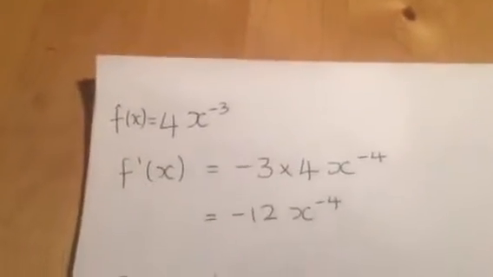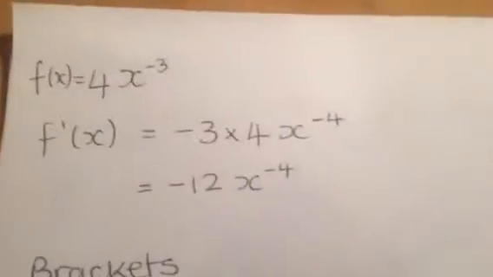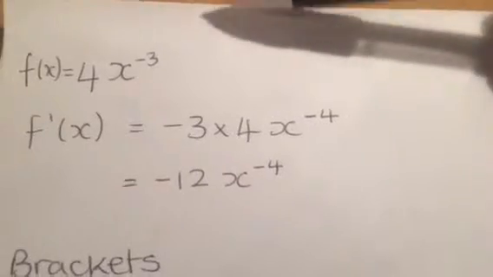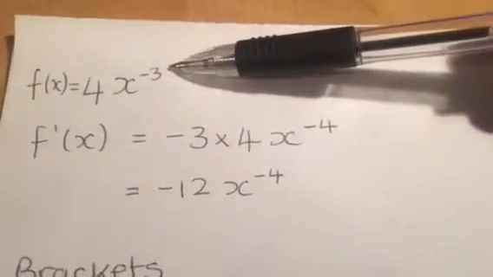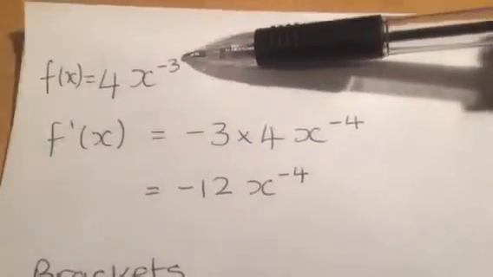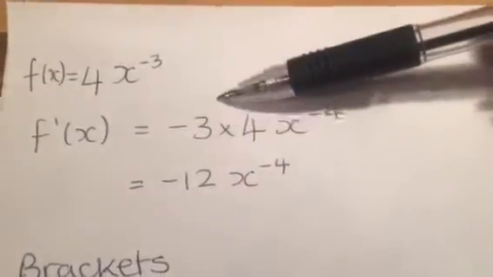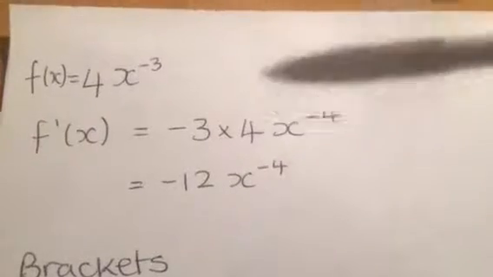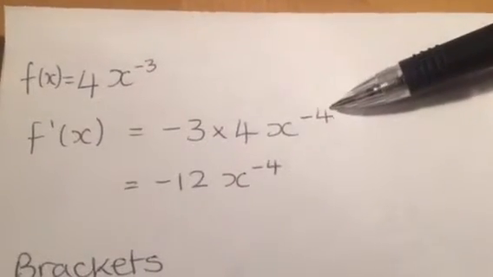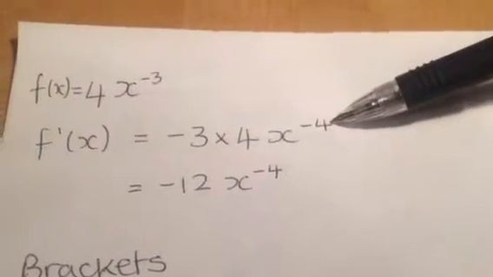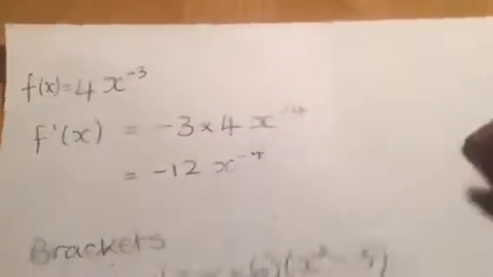Watch out as well for negative powers. It's very easy when you take 1 away. Lots of people will take 1 away from minus 3 to give you minus 2. They'll just look at the 3 and go 2. So watch out for that. Power to the front, minus 3 times 4. And then when I do minus 3, take away 1, it gives me minus 4.